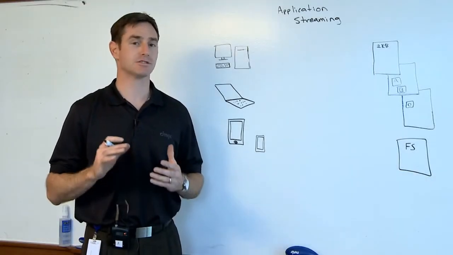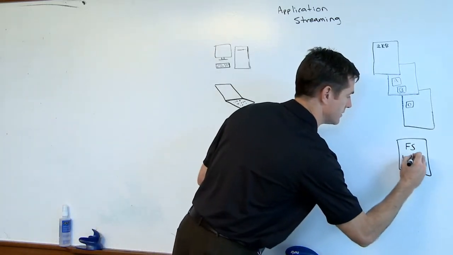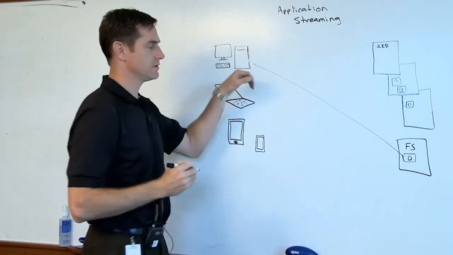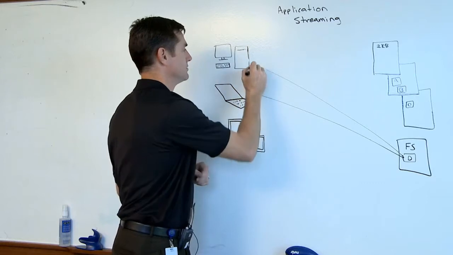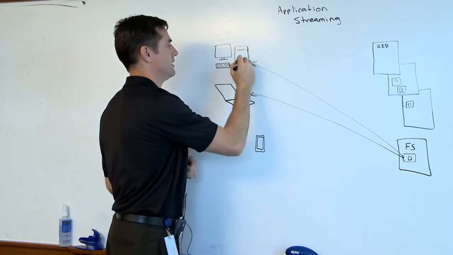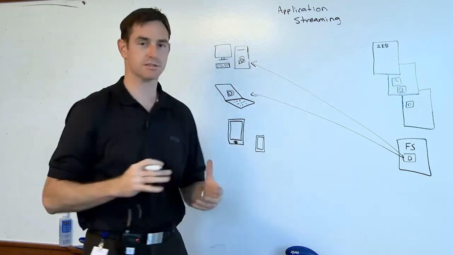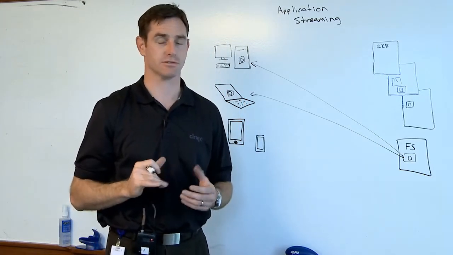Citrix Application Streaming Virtualization allows you to create a package that lives out on a file server that can be delivered to an endpoint device, a Windows endpoint device, and can consume local resources and run on the endpoint device. This works for Citrix Application Streaming. It also works for Microsoft AppV through the Citrix solution.